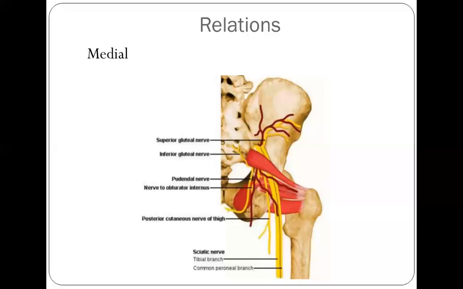What about the medial relations of the sciatic nerve? Just look at this diagram and tell me which nerve comes medial to the sciatic nerve. Any nerve, any vessels medial to the sciatic nerve in the gluteal region? You can type the answer. Yes, very good. The posterior cutaneous nerve of thigh is medial to the sciatic nerve.